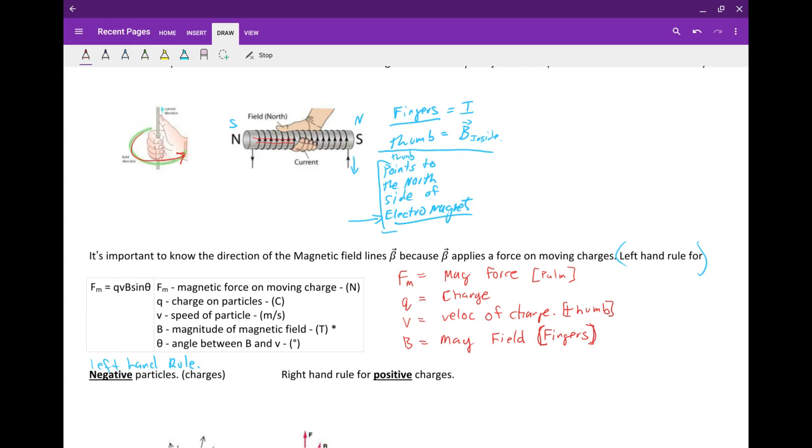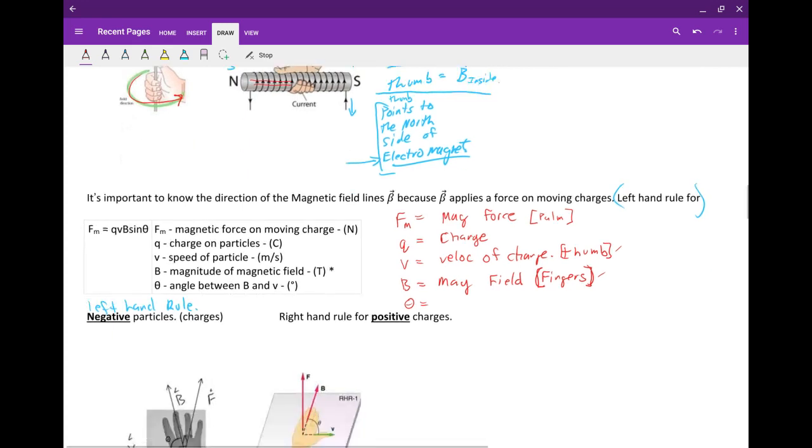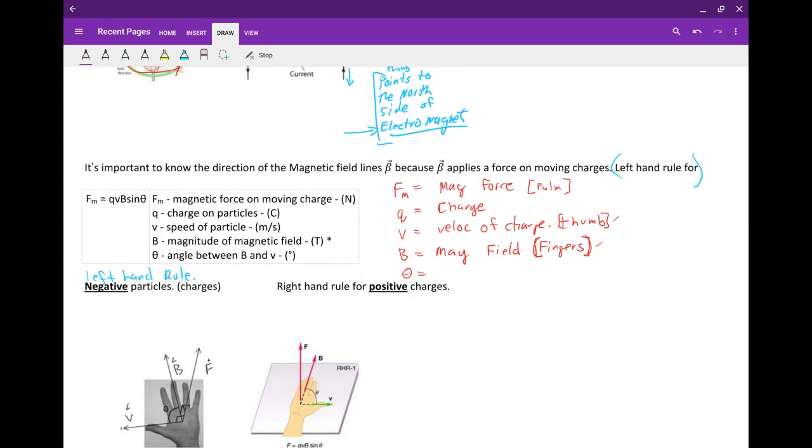And then the sine of theta, or theta, is basically the angle between your thumb and your fingers. So it would be sort of this angle in here, or this angle in there.